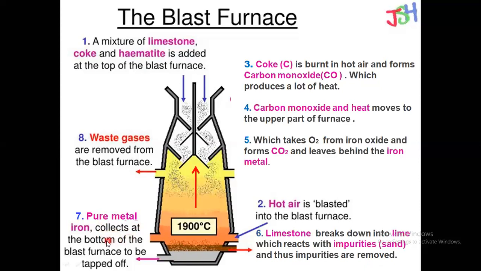Pure iron metal collects at the bottom of the blast furnace. As you know, carbon dioxide is also produced in this process. So the carbon dioxide produced in this process is a waste gas, which escapes at the top of the blast furnace opening from this side. This is how we extract pure iron through the smelting process. Clear?